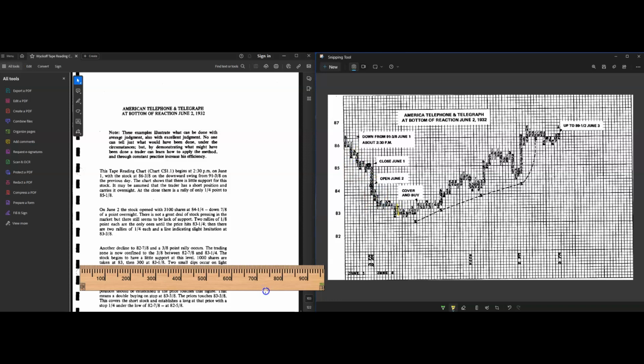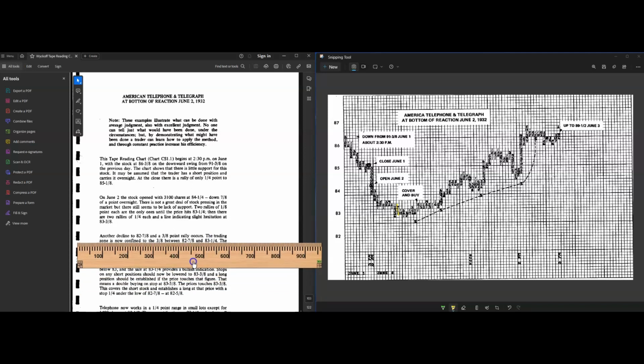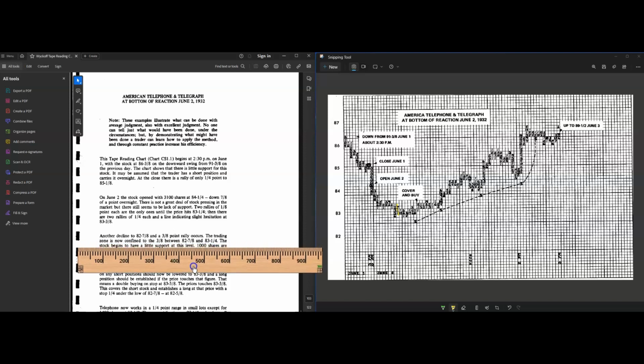Very important, because as you know by now, the big rally from the bottom needs to be examined to see if it's a change of behavior, right? You have a stock that goes into oversold, keeps going down, and then you have this big rally. You need to examine it to see if it's a change of behavior. The trading zone is now confined to the 3/8 between 82 and 7/8 and 83 and a fourth. All right, so he's just talking about this right here. He's talking about this area now.